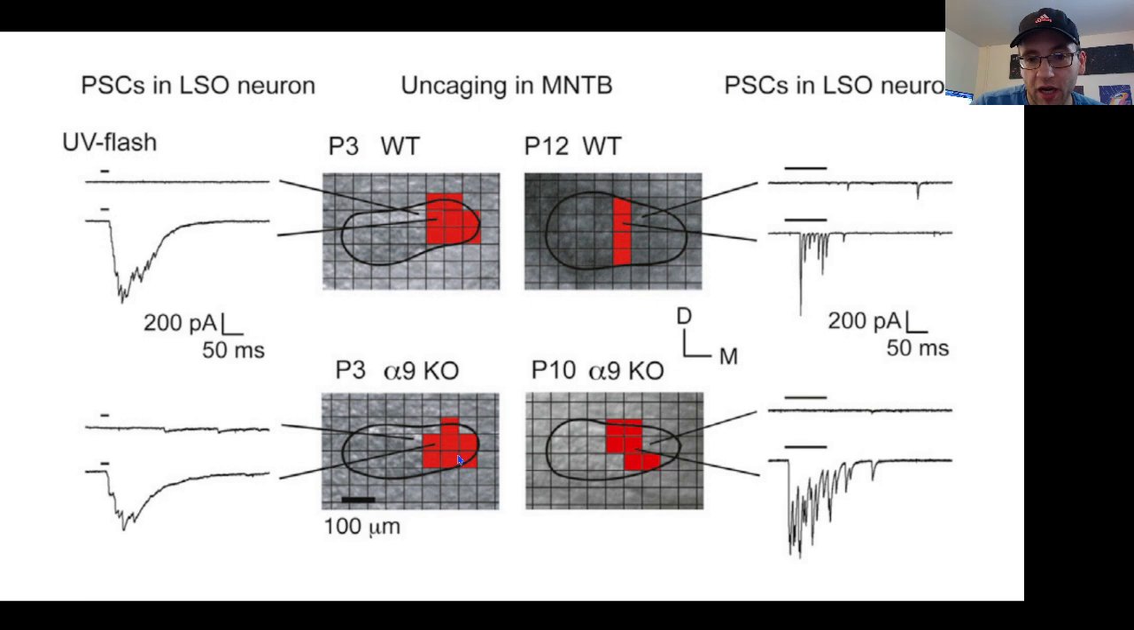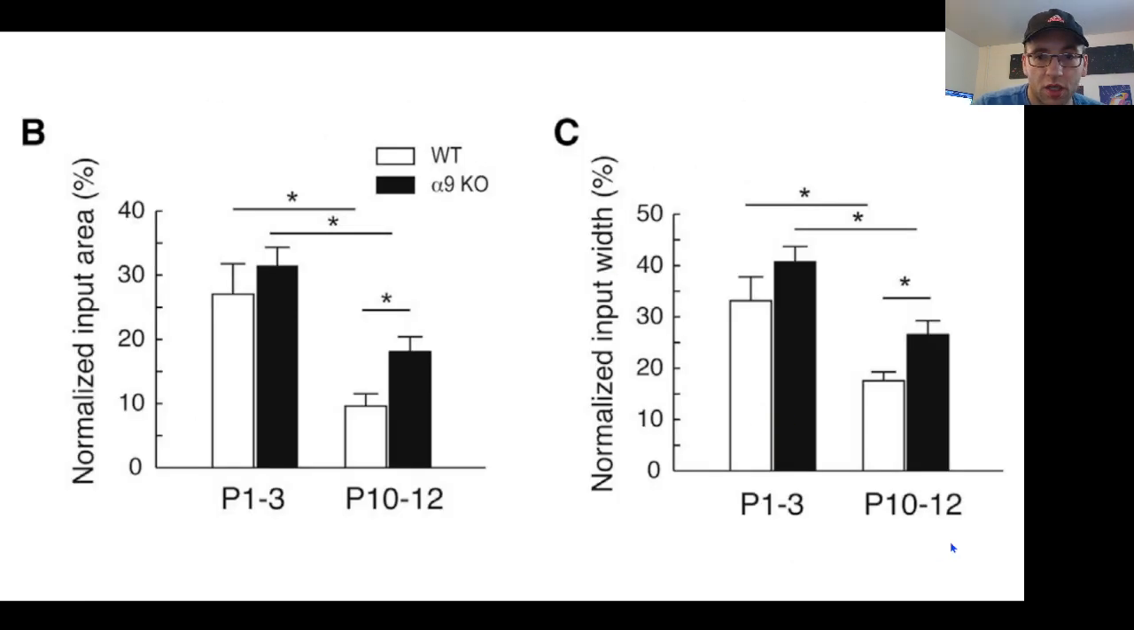But in the knockout mice, the area actually stays the same. So already developmentally in the spontaneous periods, pre-hearing onset, we've got something funky going on. This narrowing, this focusing of the tonotopy is not occurring. These graphs show essentially the same thing. This one's area. You see the area doesn't change in the alpha knockout mice like it should in the wild type. So we have a higher area of influence in the MNTB onto LSO neurons.